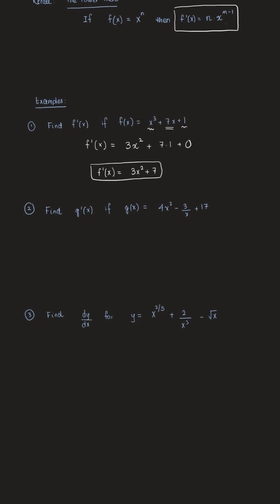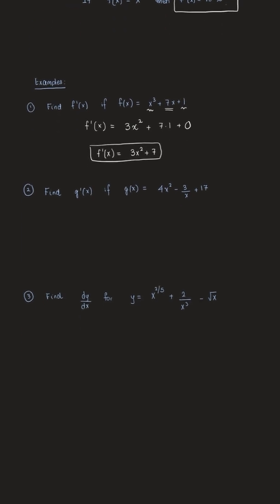Let's try another example. So here we have g of x is 4x squared minus 3 over x plus 17. I'm going to rewrite the function first before differentiating so that I can use rules of exponents and rewrite 3 over x. That way I'll be able to apply the power rule to that term. So I'm going to rewrite it in pink. This is the original function rewritten.